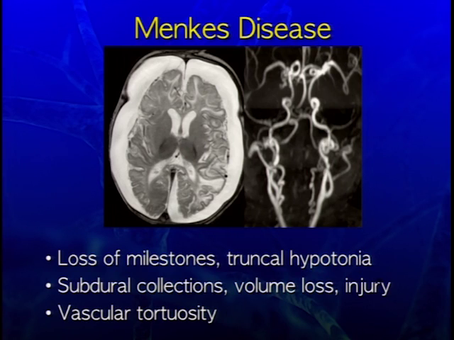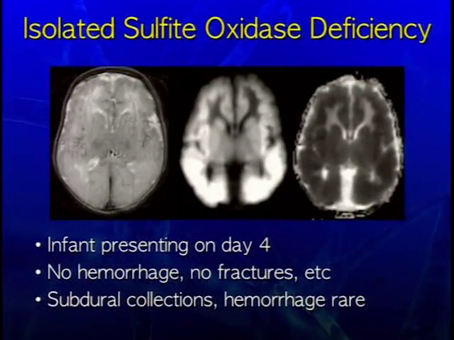So the image by itself, maybe by an untrained person, could be mistaken for abuse, but when you get the history and look for other findings, I think it would be rare that this could be truly mistaken for abusive head injury. And then finally, sulfite oxidase deficiency. Again, the histories are very different in these kids. These ones present usually in the first few weeks of life. This one presented on day 4. There's no hemorrhage, no fractures. Typically, there's no concerning history that goes with it. Subdural collections and hemorrhages are rare. We're seeing metabolic compromise of the entire gray matter, deep gray and cortex, without any sparing, that is consistent with some of these severe urea cycle defects.